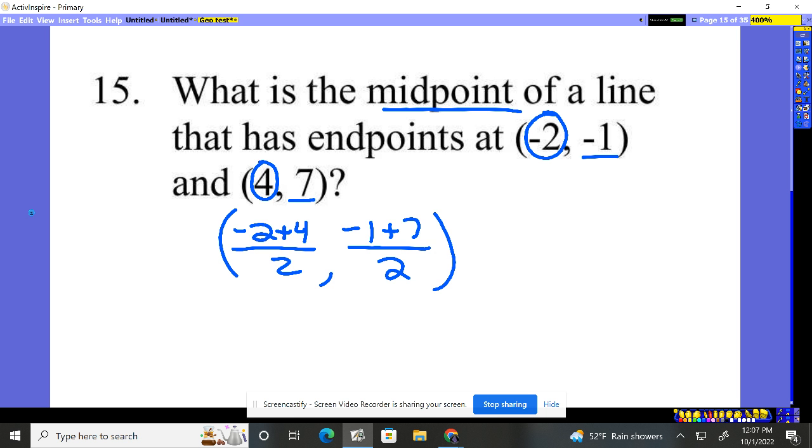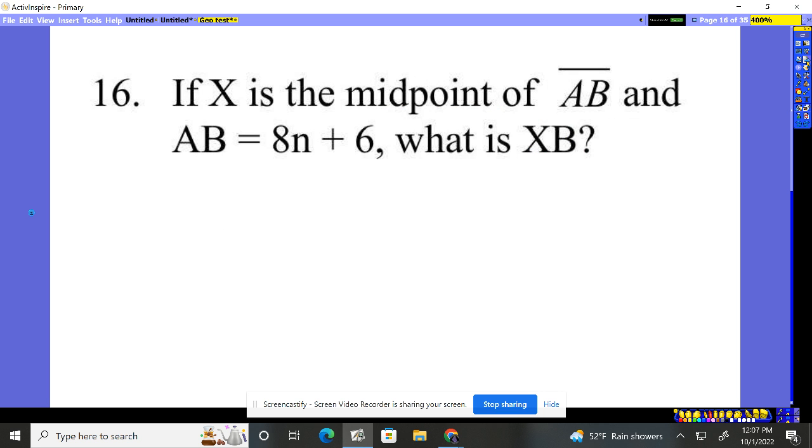Now, you have a calculator. You shouldn't miss this, but -2 plus 4 is 2. 2 divided by 2 gives me 1. -1 plus 7 is 6. 6 divided by 2 is 3. So 1, 3 is the middle between these 2 points.